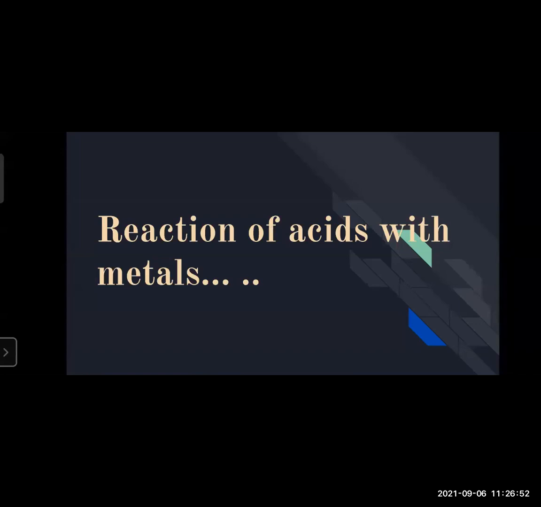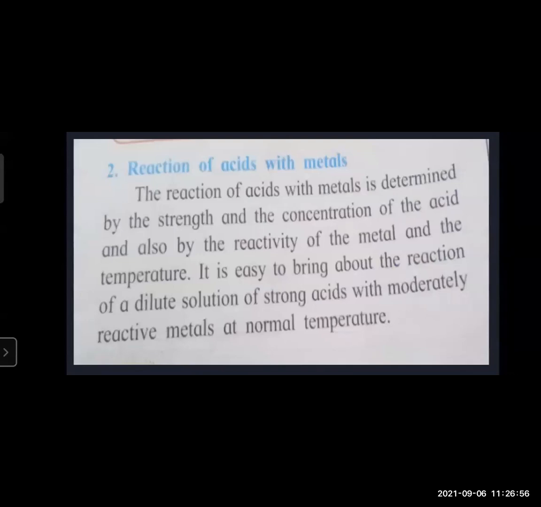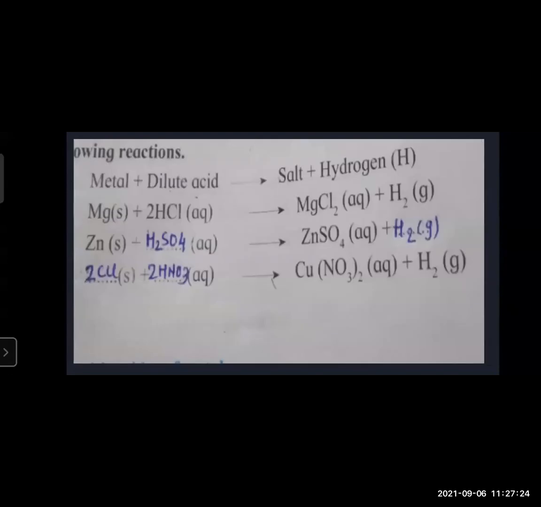Now, the next and the last one, reaction of acids with metals. The reaction of acid with metals is determined by the strength and concentration of the acid and also by the reactivity of the metal, whether the reactivity of the metal is less or more, and the temperature also matters. It is easy to bring about the reaction of a dilute solution of strong acid with a moderately reactive metal at normal temperature. Some examples are given.